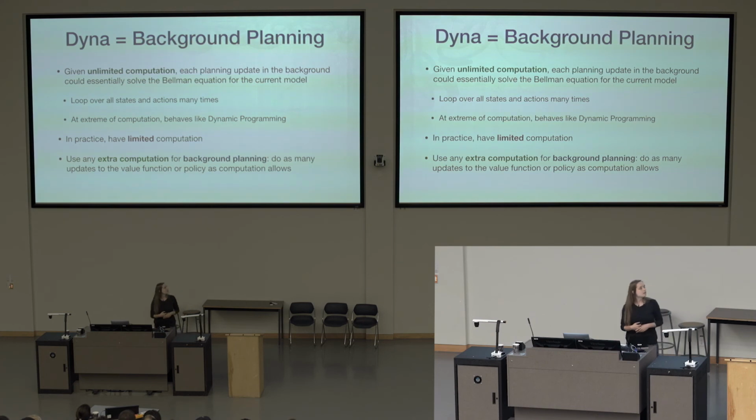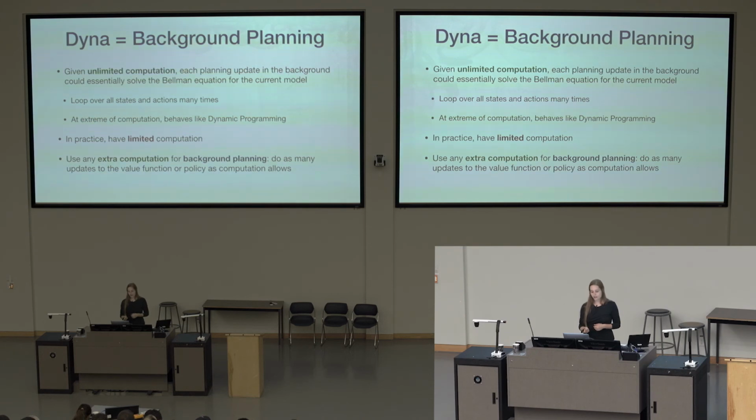Okay, good. So really the key takeaway here is that you can think of Dyna like background planning. Given unlimited computation, we can imagine this first agent that just sat in that state after it saw the first episode, and it just went ahead and solved for the action values according to its current model. So it went and solved that Bellman equation. You can imagine looping over all states, and if we had all this computation, we're essentially doing dynamic programming.